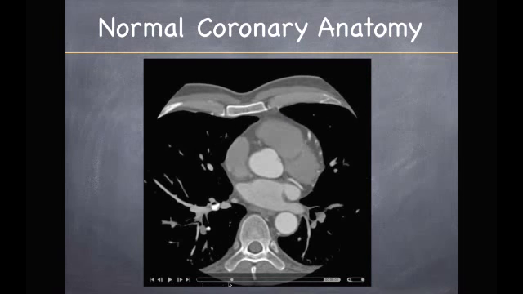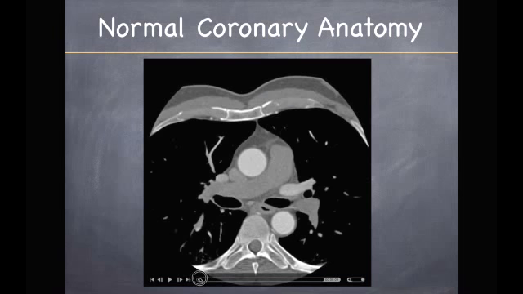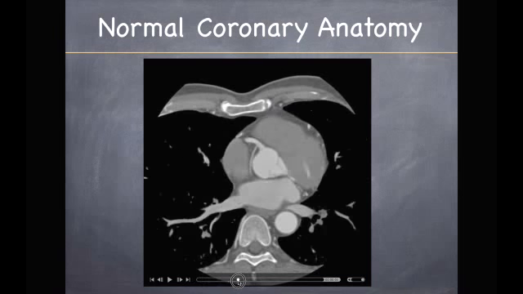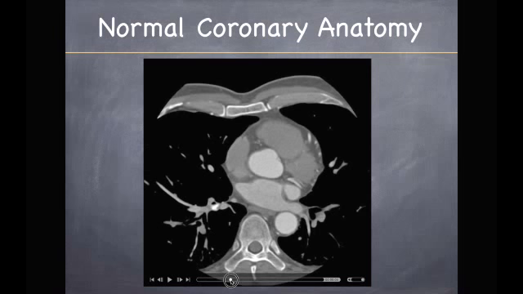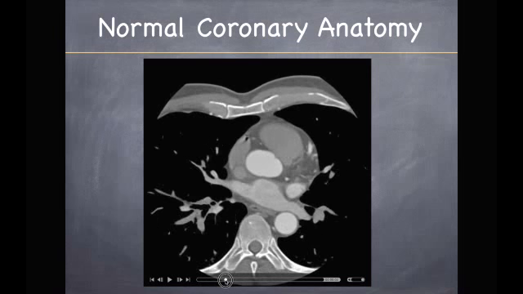Now let's look at the normal coronary anatomy here on a full axial stack. So you can see here we've got the right coronary artery, we've got an SA nodal branch going back to the SA node. If we go up just a little bit, here's our conus branch. You can see it's a very small branch.